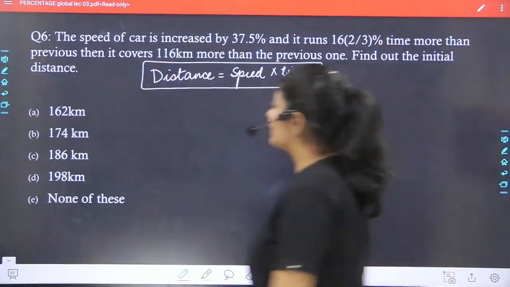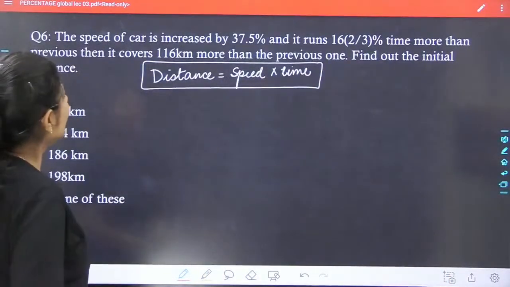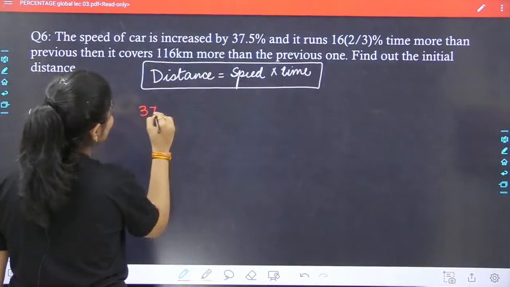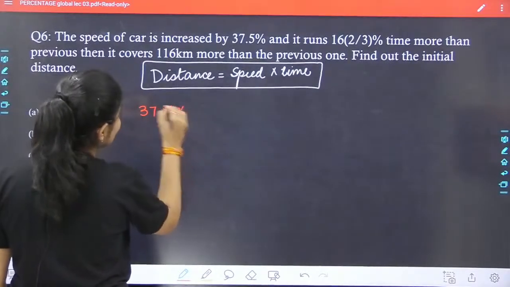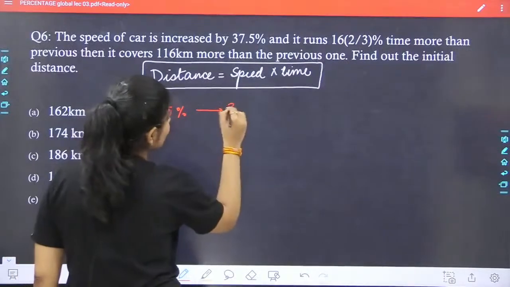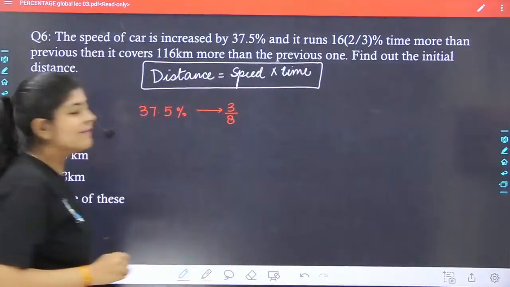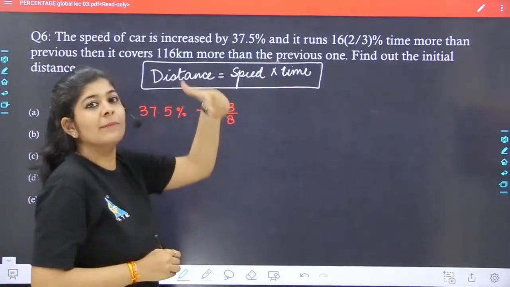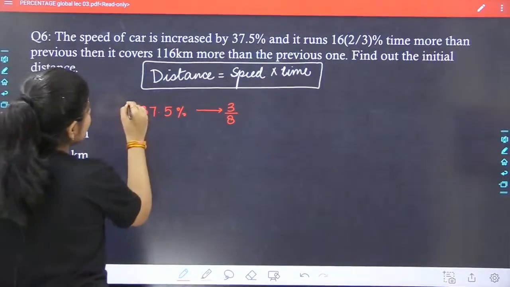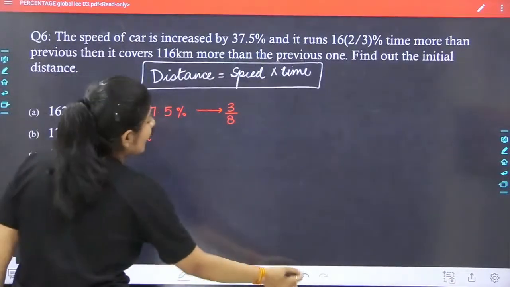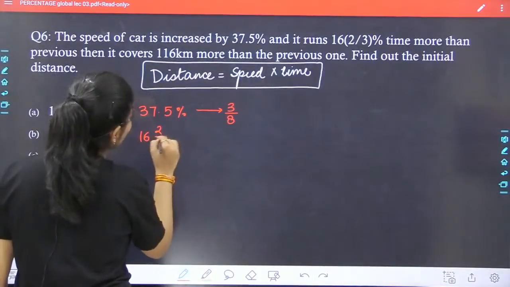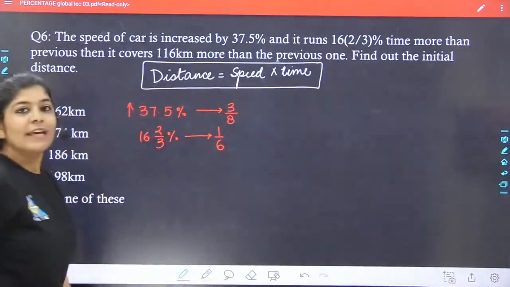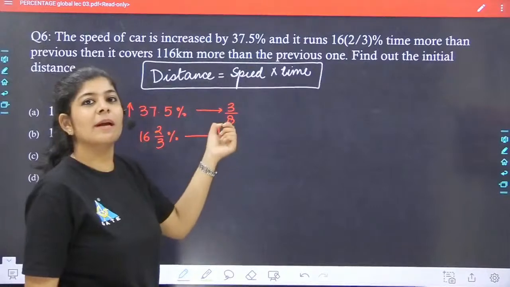Very good, Chatterjee. Yes, the answer is correct. Now it is given that the speed of the car is increased by 37.5%. I can write 37.5% as 3 by 8. That means if the initial value is 8, it is increased by 3. That means it will become 11. And the time is also increased by 16 2 by 3%. That means it is equal to 1 by 6. Right? If the initial value is equal to 6, it will become 7.